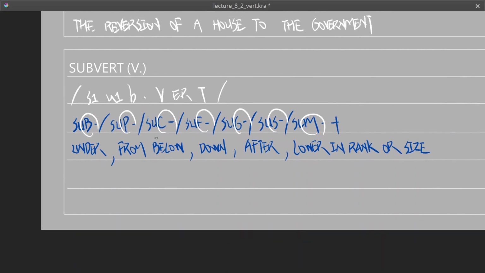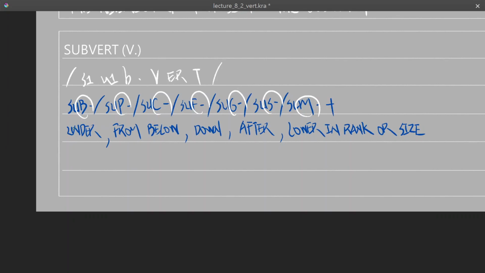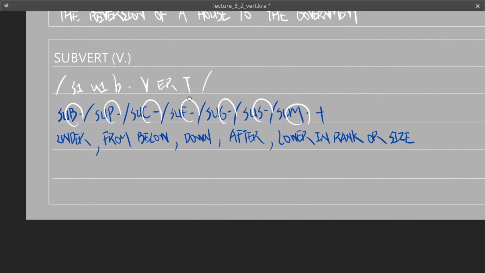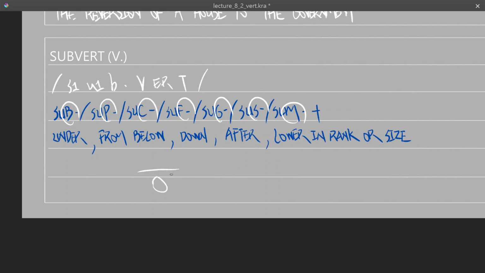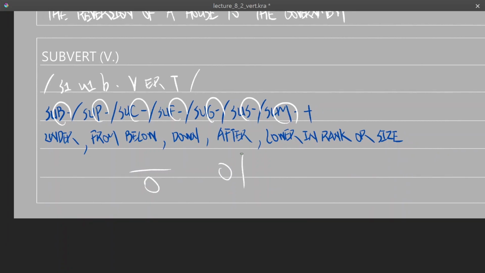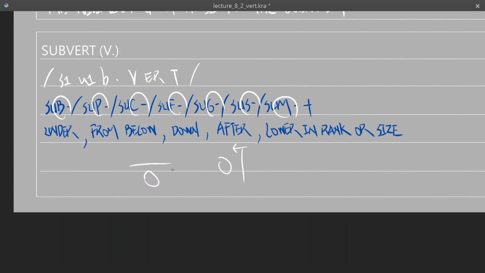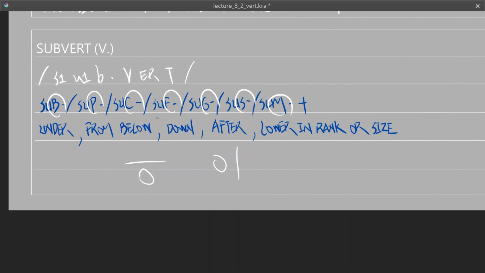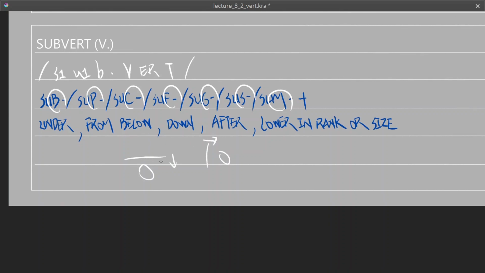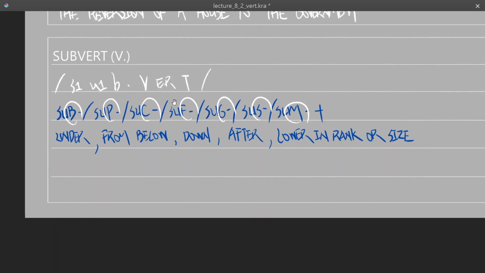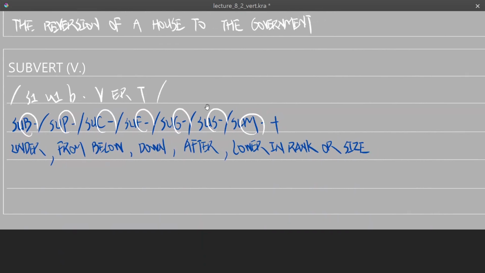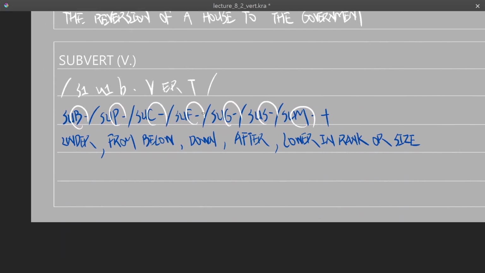About its meanings: its meanings all have where it is under, from below, down, after, lower rank or size. It all means below something, or after something. It's after, it's below. That's before, that's after. So, below something or after something. This is basically my mnemonic device to remember the prefix and its variants.